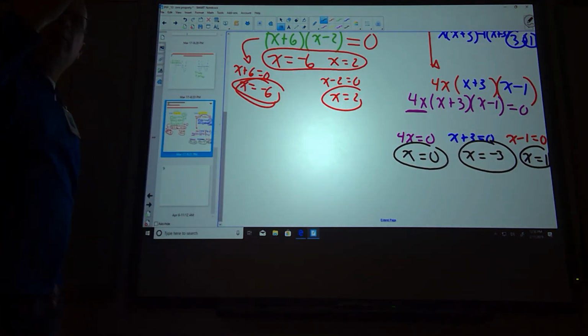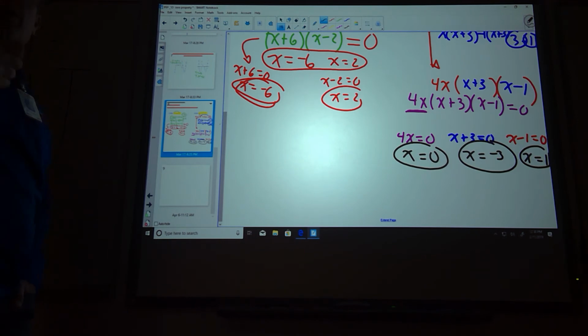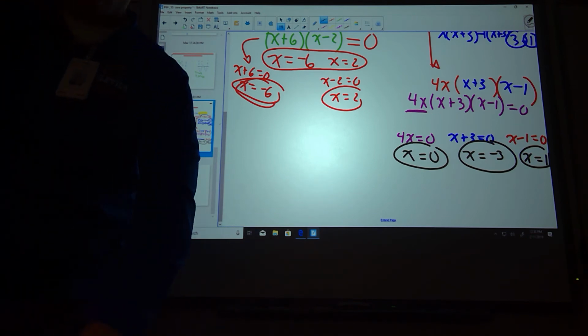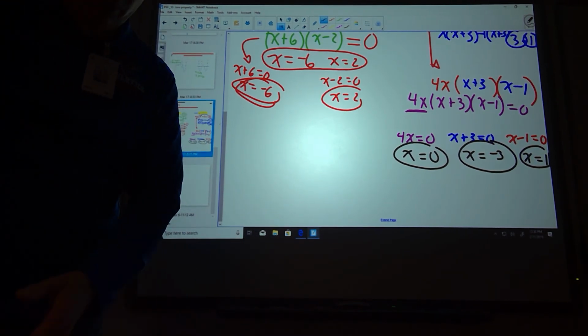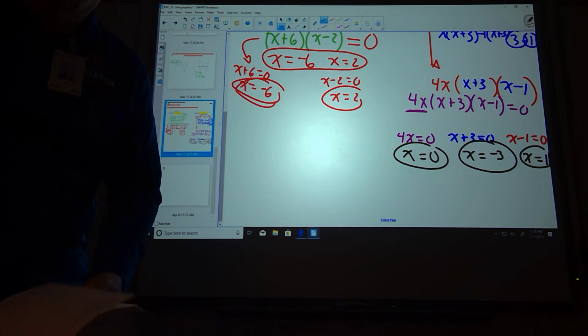So it was raised to the third power. That tells us we have 3 possible solutions. I see that my solutions are 0, -3, and 1. Those are my roots. That's where it crosses the x-axis. That's it. That's all we're doing. So we're just adding one little extra portion.